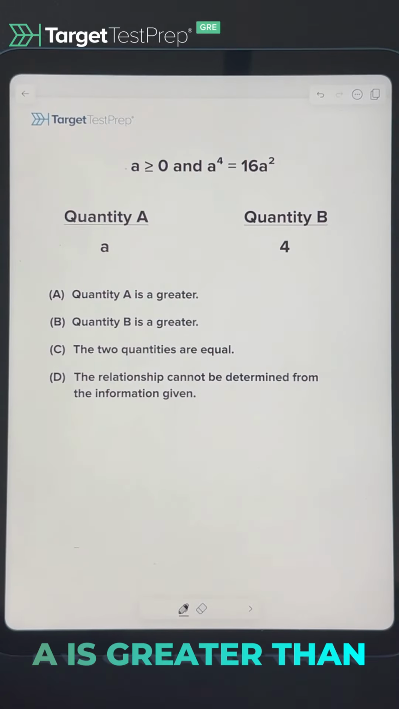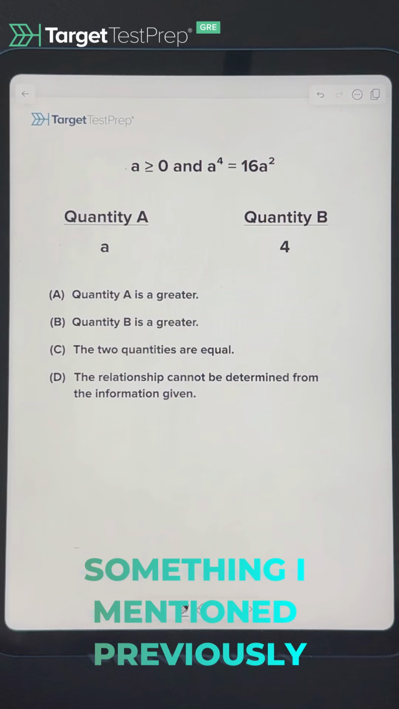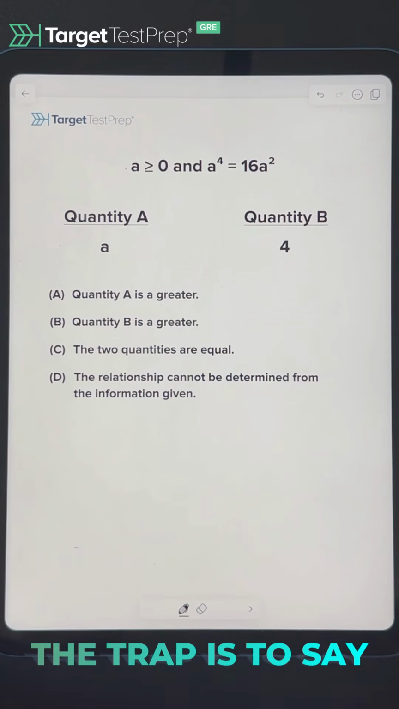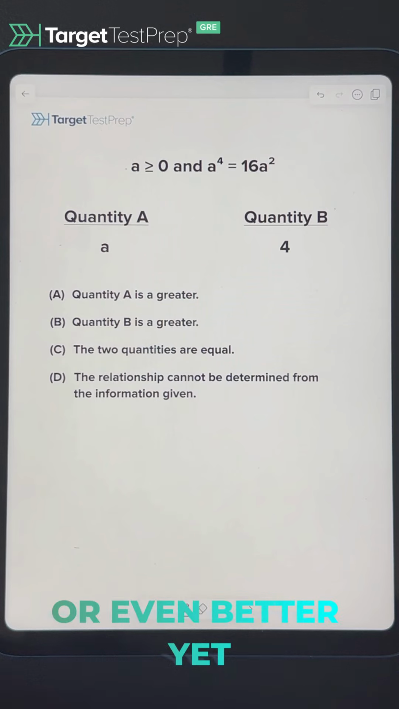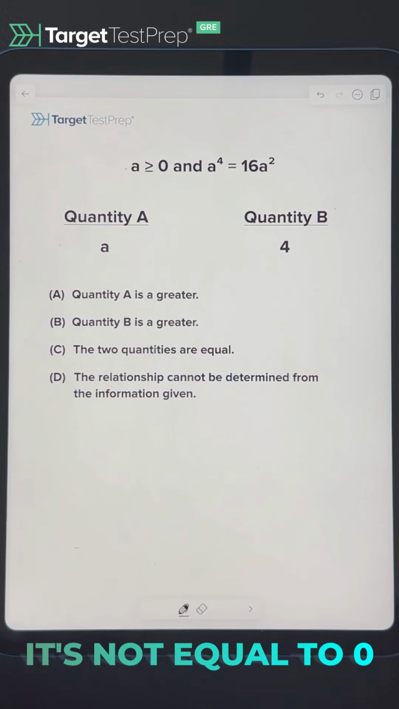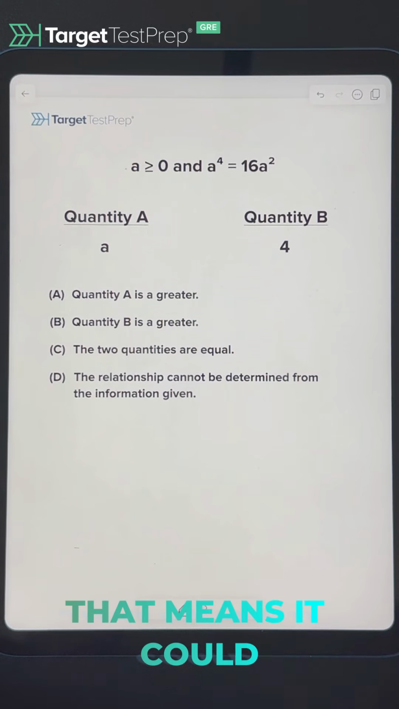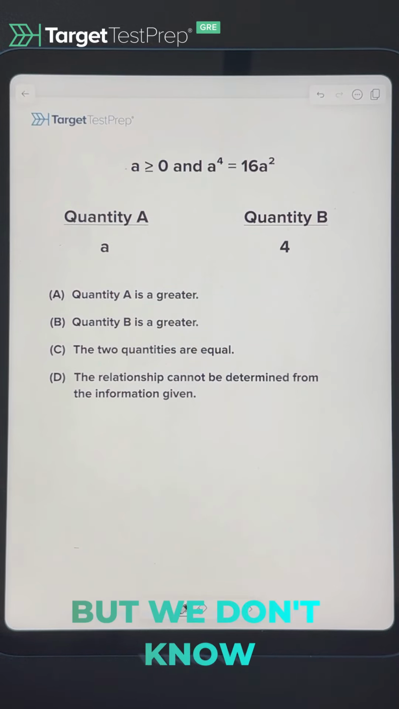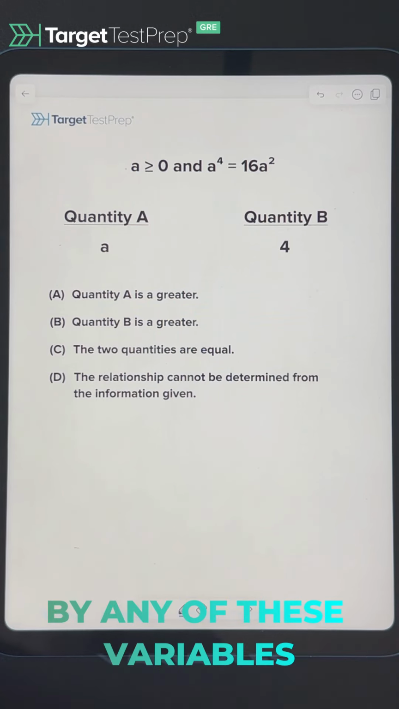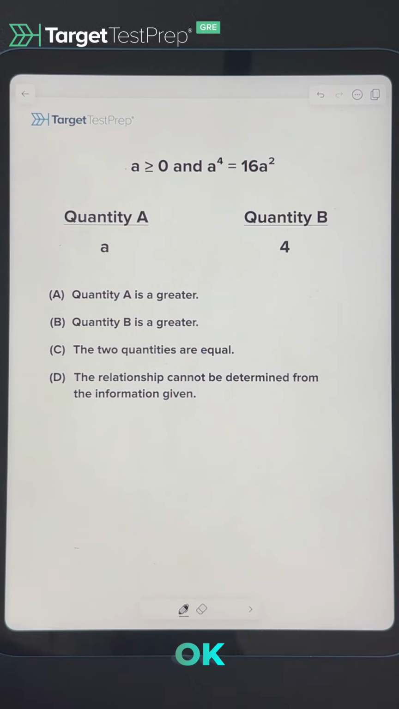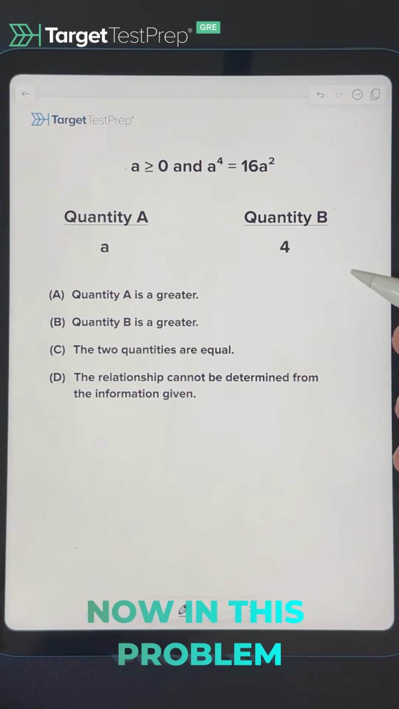Let's get going. a is greater than or equal to 0 and a to the 4 is equal to 16a squared. Now, something I mentioned previously. What's a usual trap? The trap is to say, I don't know the sign of a, but I'm going to divide by it anyway. Or even better yet, I don't know if it's not equal to 0. Well, here's the thing. a is greater than or equal to 0. That means it could equal 0, but we don't know. Therefore, we can't divide out by any of these variables, okay? That's really, really important because that changes what we do now in this problem.